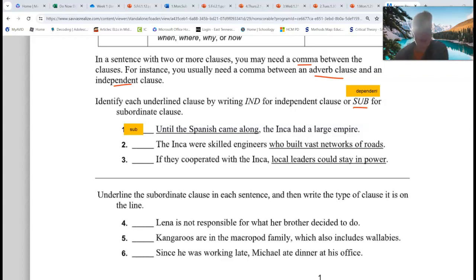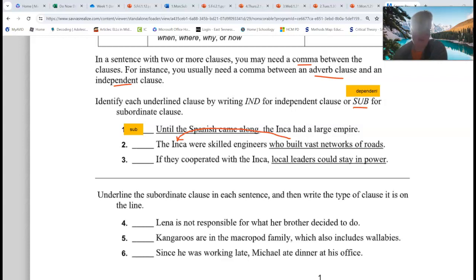Okay, next one. The Inca were skilled engineers who built vast networks of roads. So again, just read that one piece. Who built vast networks of roads? Sounds like a question to me. So that's not a complete thought. When you read that, you're like, who built vast networks of roads? Also, you realize the Inca were skilled engineers who built vast networks of roads. Well, who built them? The Inca built them.